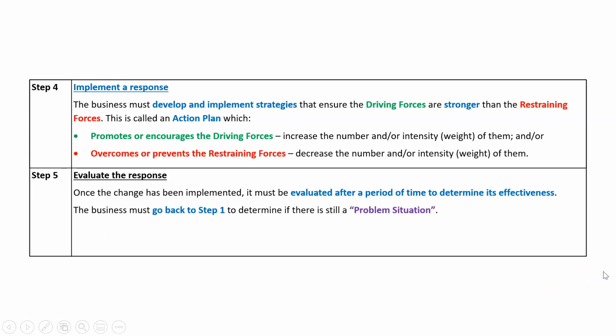And then finally, we're going to go back to step 1 to determine, did the change work or do we still have a problem situation? And if we do, we're just going to start the 5 steps again. So it's a process and a cycle that just keeps repeating. But it's easiest to remember how to implement this strategy if you just follow through and break it down into 5 clear steps.